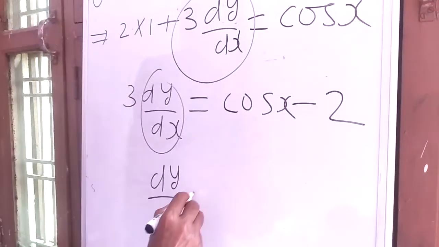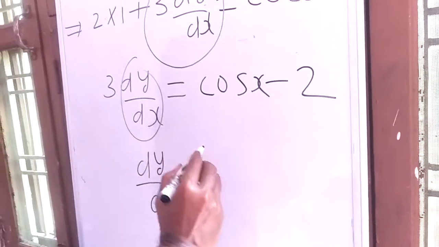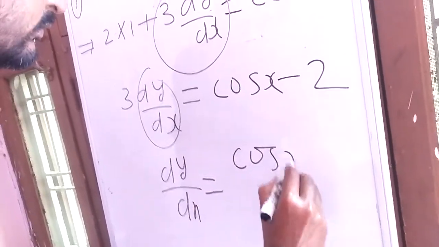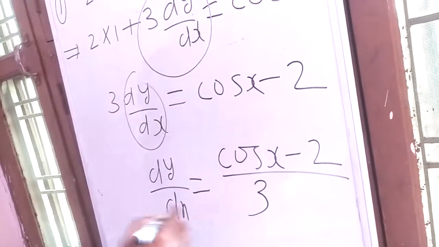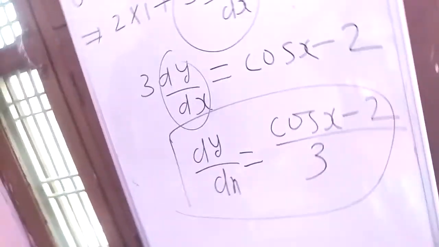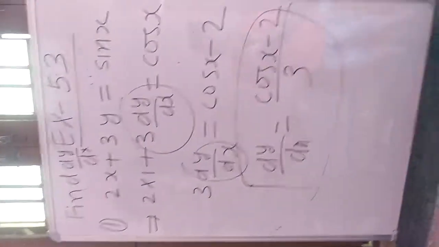This is the method. dy/dx equals (cos x minus 2) upon 3. This is the value for this question. The first question is complete. Second question.